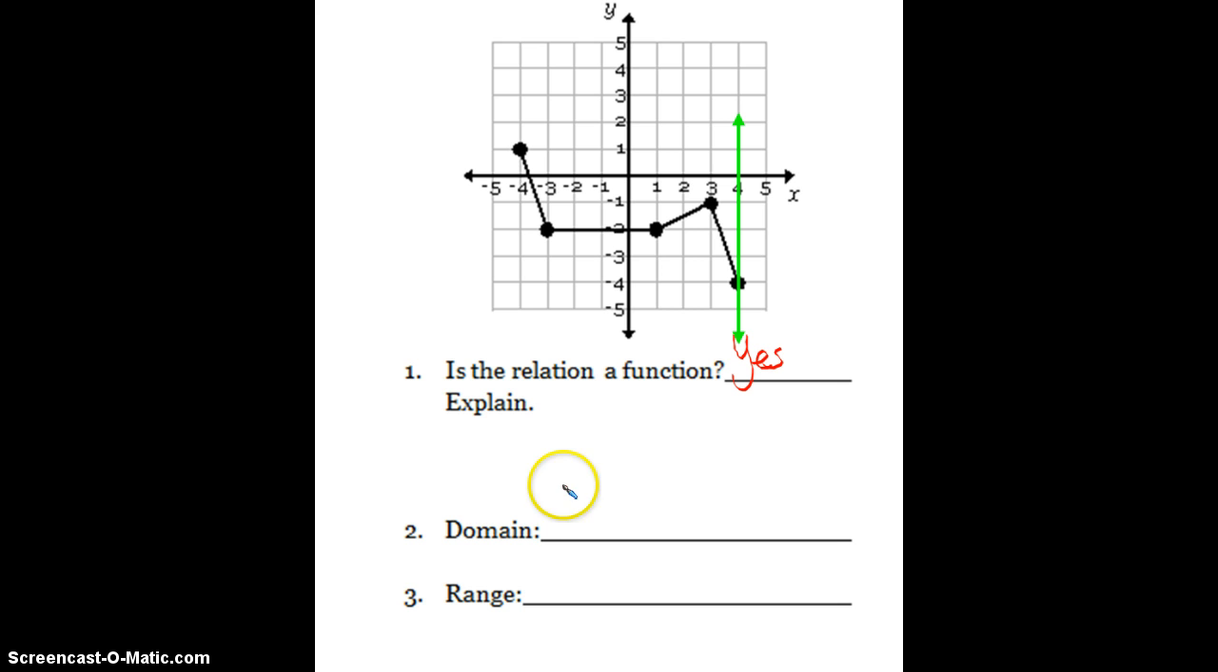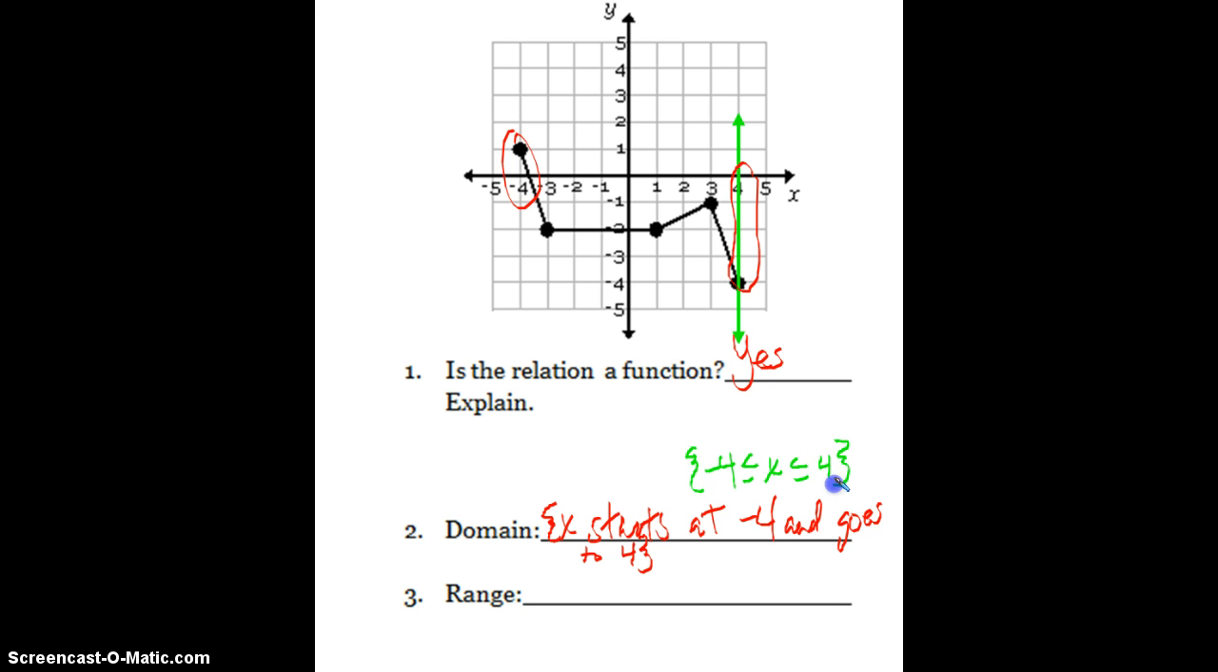Alrighty, now for domain, so x starts here at -4 and goes all the way up to +4. Okay? In symbols now, it's a little trickier. Alright? -4 is less than or equal to x, which is less than or equal to 4. Which basically says, alright, x is somewhere between -4 and 4, and including those points.